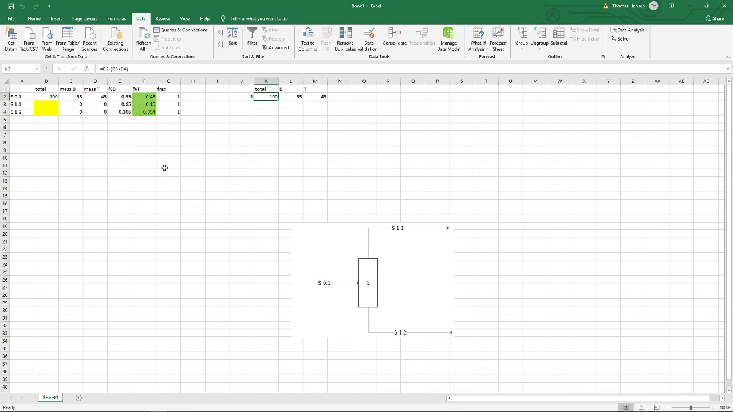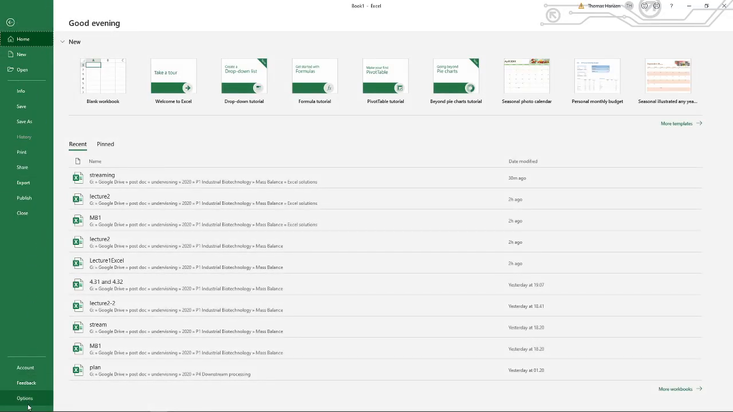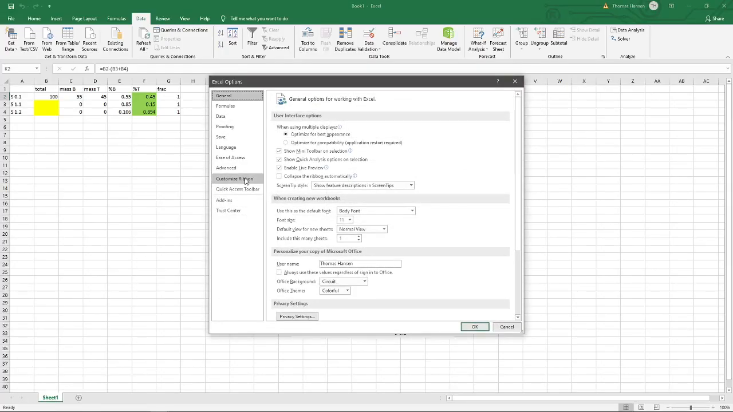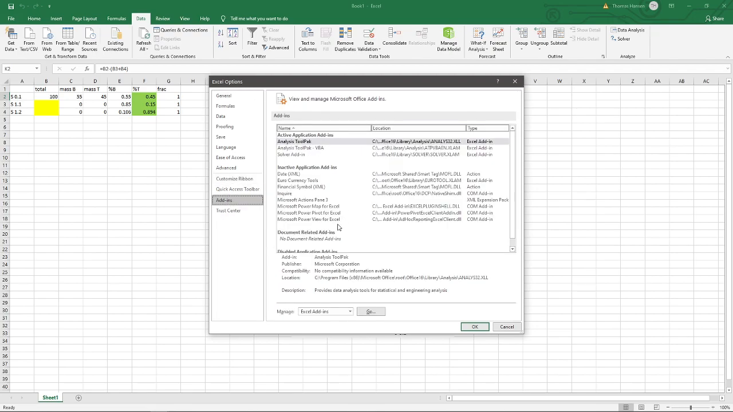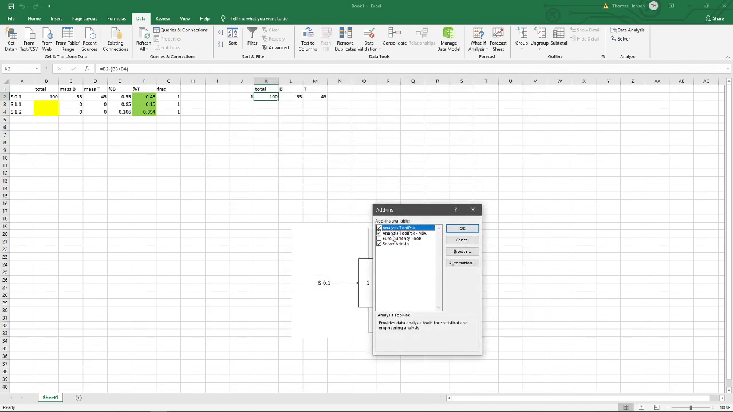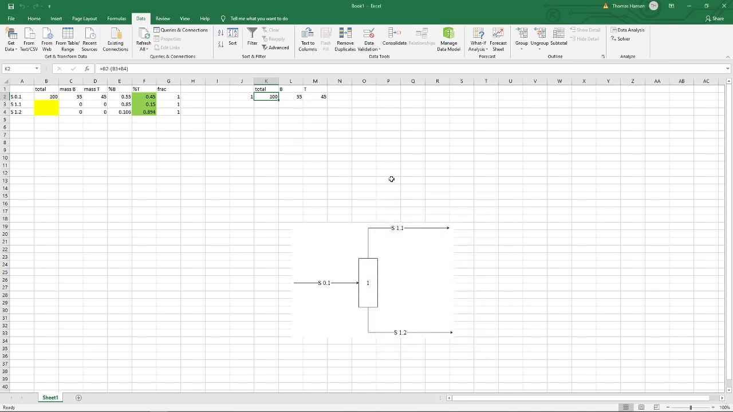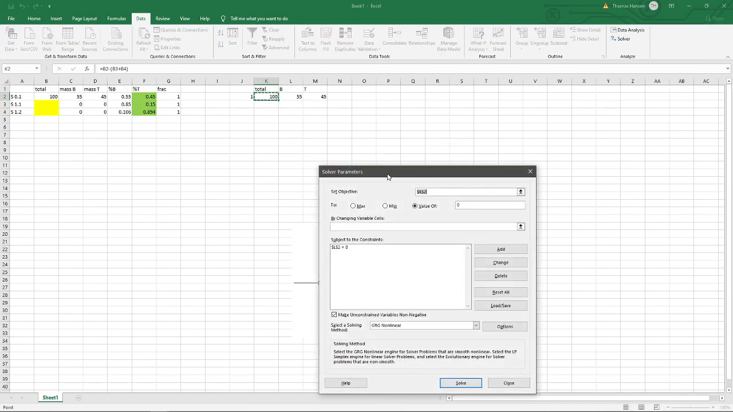Just to activate the solver in Excel, we go to File, we go to Options, and then here we have our add-ins. And if you click Manage Excel Add-ins, Go, you can then check off Solver, and you have the solver activated. And hopefully I'll just keep an eye on my stream. Now we have this. Okay, we'll just take that from the beginning.